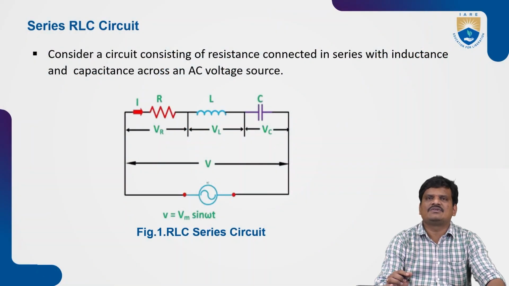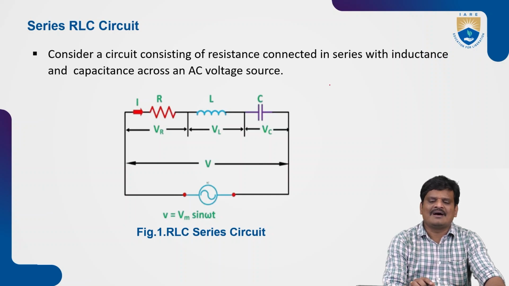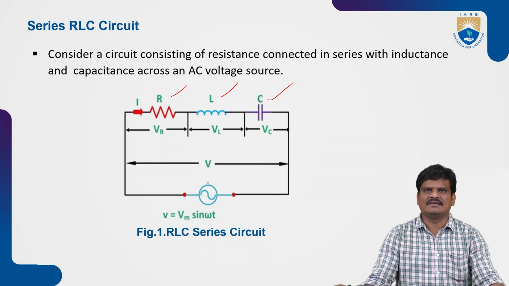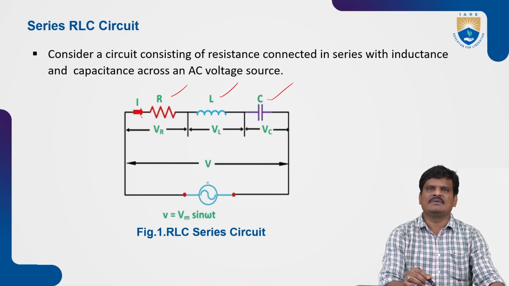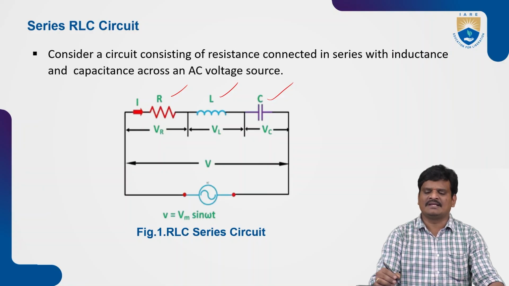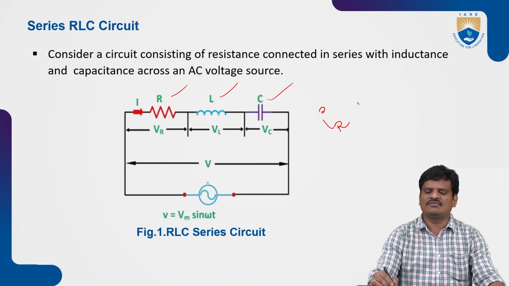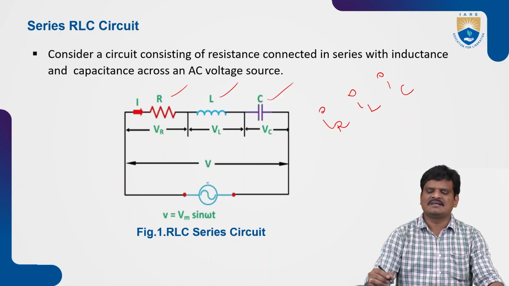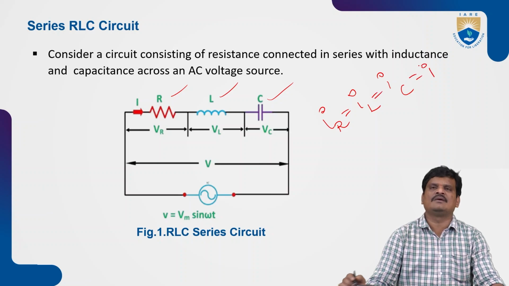So this is the representation of a series RLC circuit where R is the resistor, L is an inductor and C is the capacitor. As these three elements are connected in series, the current flowing through all the elements R, L and C will be equal. That is, if I say the current flowing through the resistor is IR, the current flowing through the inductor is IL and the current flowing through the capacitor is IC, then as these three elements are connected in series, IR will be equal to IC will be equal to IL will be equal to I.